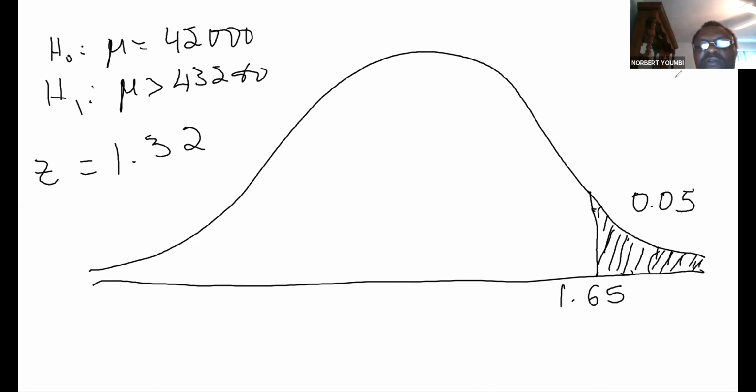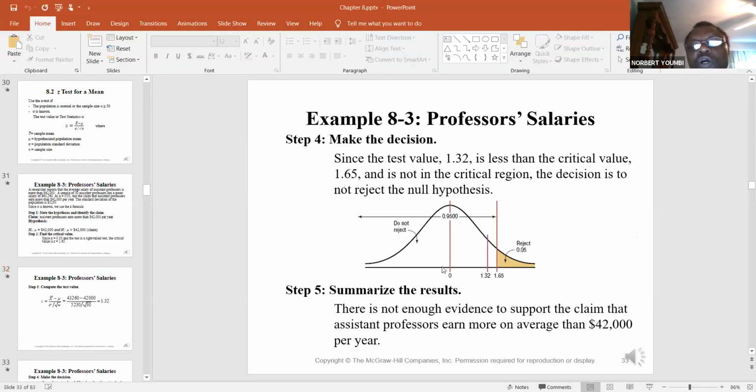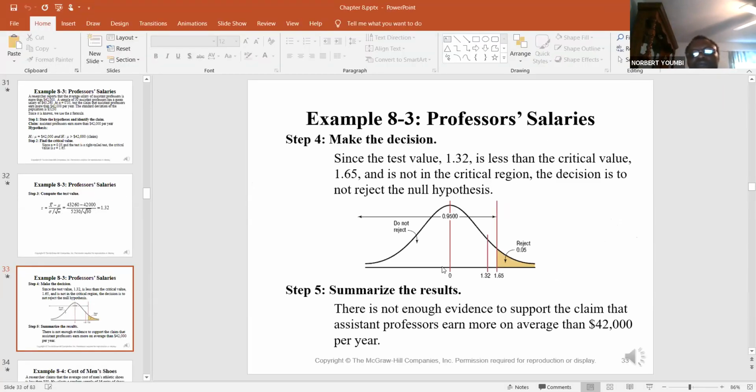Let's go back to PowerPoint. So we do not reject H0. If we do not reject H0, and it was not the claim, there is not enough evidence to support the claim that assistant professors earn more than 42,000. So we know we cannot reject H0 based on our statistic, that is the test value or test statistic.